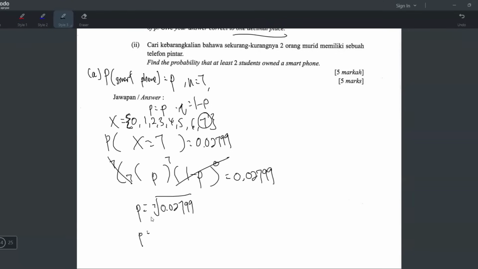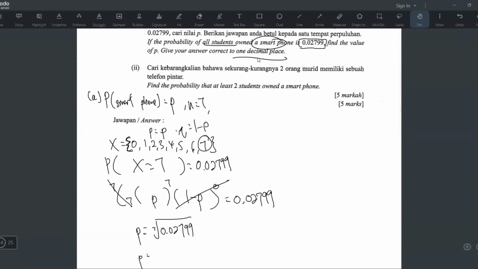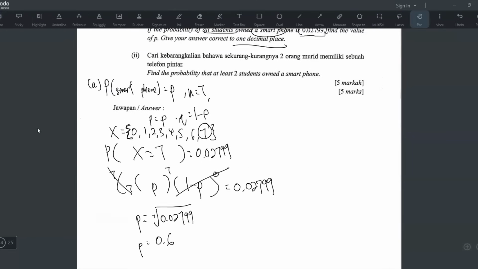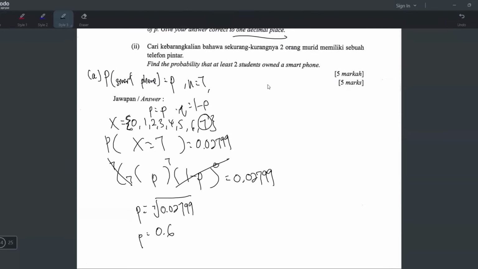Okay, but they say 1 decimal place, right? So imagine if you round off to 1 decimal place, it will be 0.5, but the next number is 9. So you just plus 1, 0.6. Okay, now you have your P. That means you can find your Q already. So later when you do question 2, you might use it. So let's write down N is still 7, but your P is 0.6, Q is 0.4.